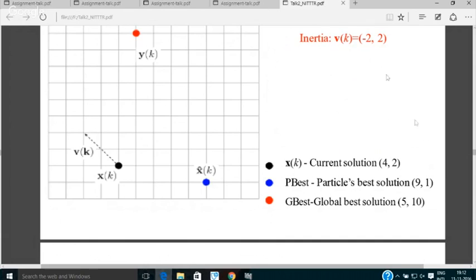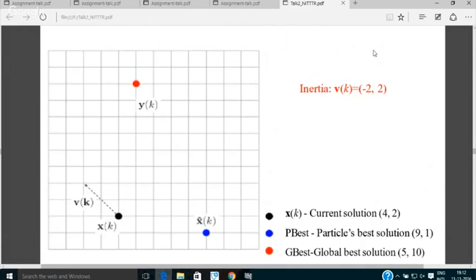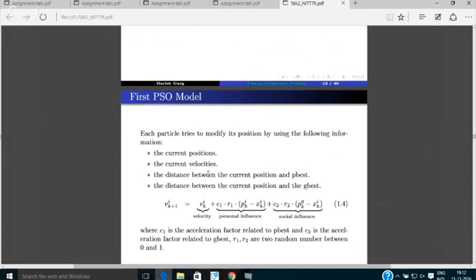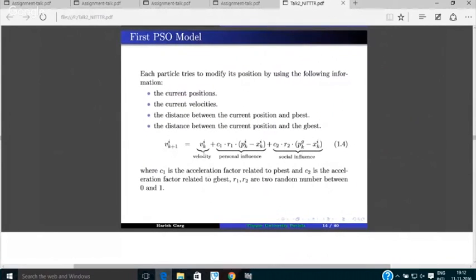So my velocity is minus 2,2. I'm just talking about the two-dimension picture, x1, x2. So I'm moving in that direction. Now what is the meaning of this minus 2,2? Look at my previous slide again, this number. This is my first one. Velocity is my minus 2,2.